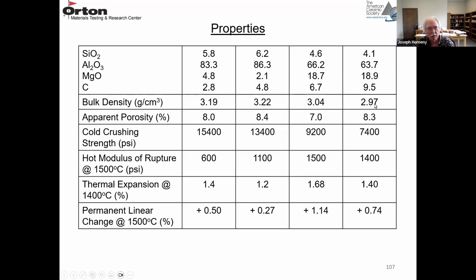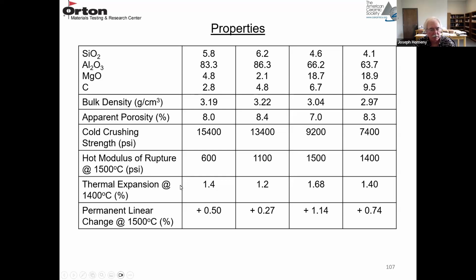So bulk density is really a function of composition. The higher the carbon content, this one has the highest carbon content, it's going to have the lowest bulk density. You want low porosities. So these are all under 8%. Your cold crushing strengths are going to be high on a resin bonded low porosity material. And the hot MOR, these are at 1500 degrees C. That's a pretty high temperature. These are all pretty good. Even 600 is a pretty good hot MOR at 1500 degrees C. These have to be measured in an inert atmosphere.